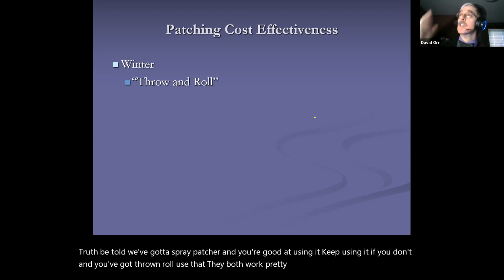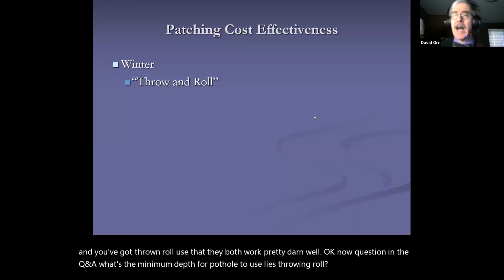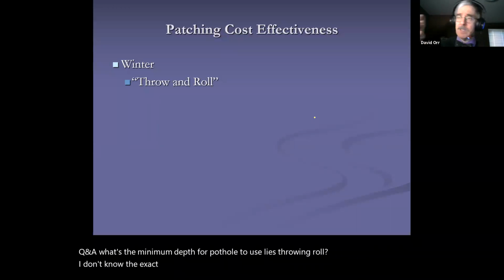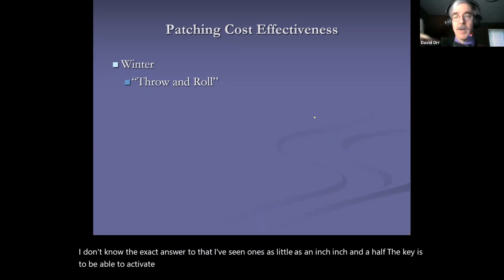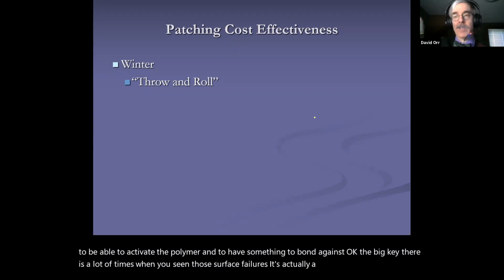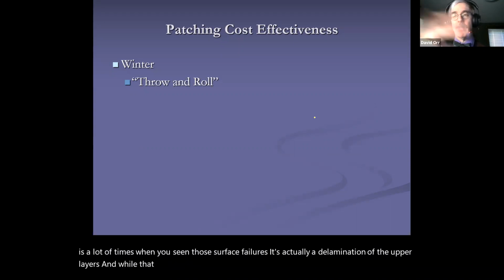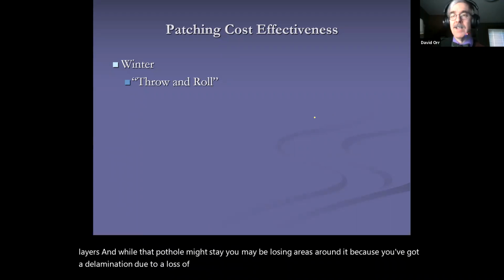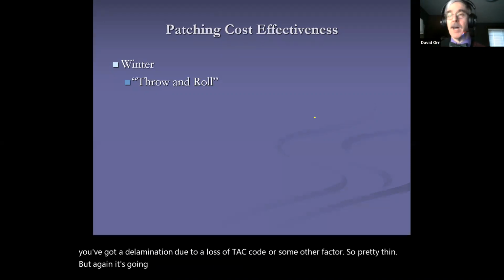Okay, now a question in the Q&A: what's the minimum depth of a pothole to utilize throw and roll? I don't know the exact answer to that. I've seen ones as little as an inch, inch and a half. The key is to be able to activate that polymer and to have something to bond against, okay? A lot of times when you're seeing those surface failures, it's actually a delamination of the upper layers. And while that pothole might stay, you may be losing areas around it because you've got a delamination due to a loss of tack coat or some other factor. So pretty thin. But again, it's going to come down to whether you've got something to bond against, and a good side to work against.